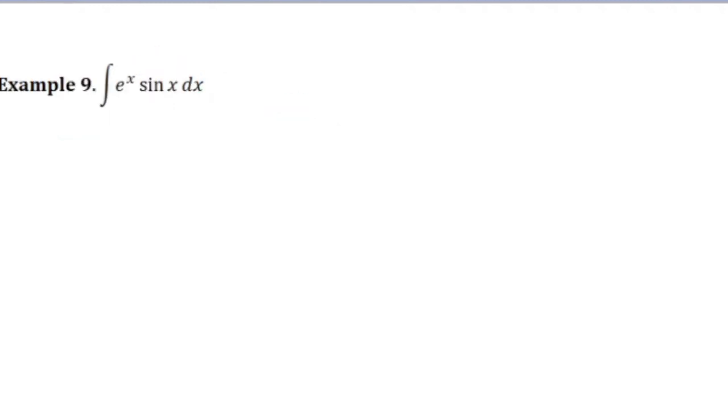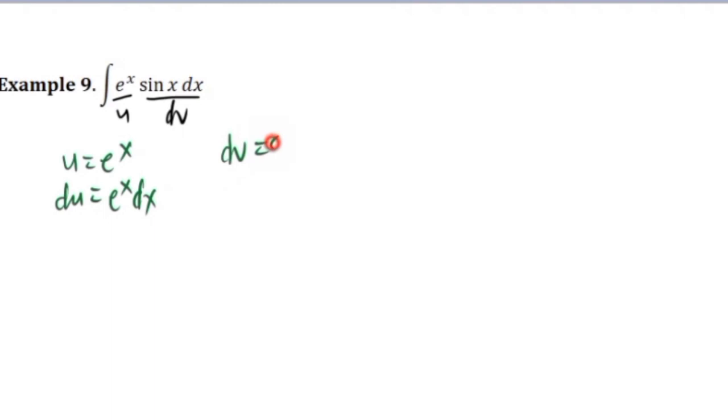Example number 9, we have the integral of e to the x sine x dx. So what we are going to do is to let this as our u and this is our dv. So u is equal to e to the x and du is equal to e to the x dx. Then your dv is equal to sine x dx. So taking the integral of this, v is equal to negative cosine x.